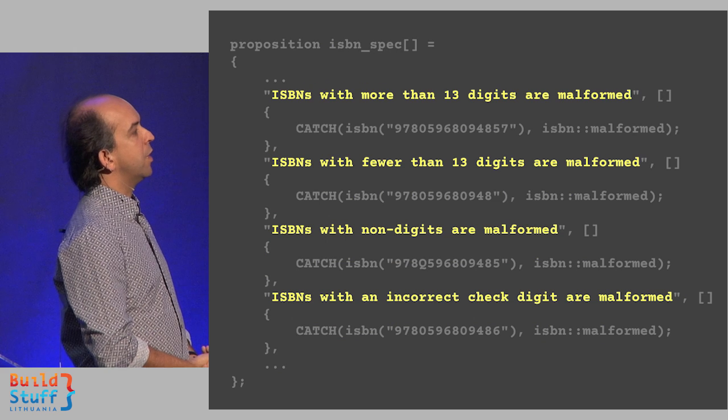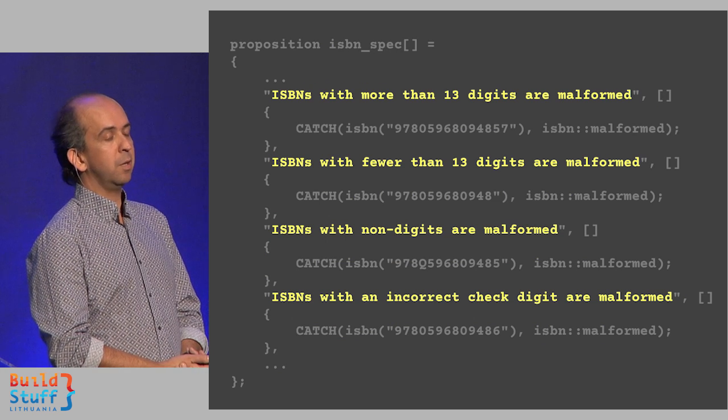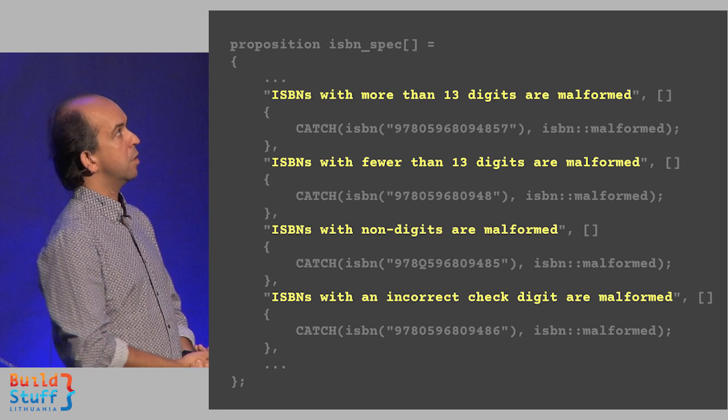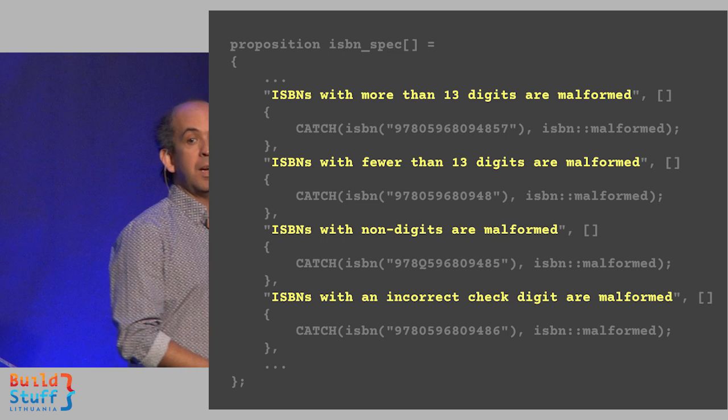ISBNs with an incorrect check digit are malformed. It has a check digit at the end, calculated based on the previous 12 digits. So now we've learned something about ISBNs, and that's exactly how it should be. You should be able to read the tests, and you learn the domain.